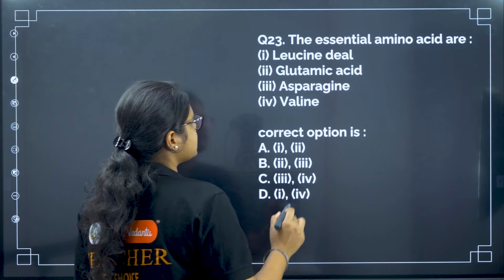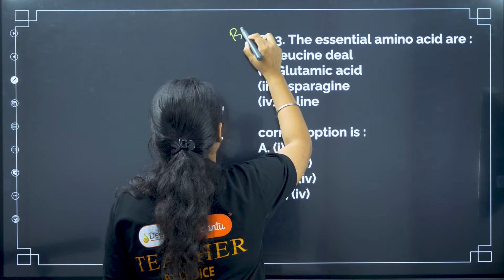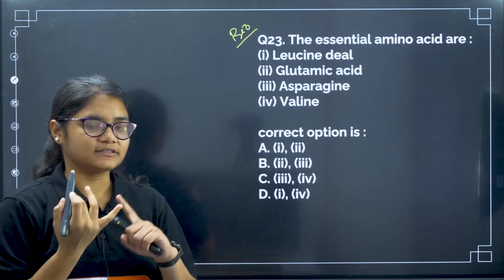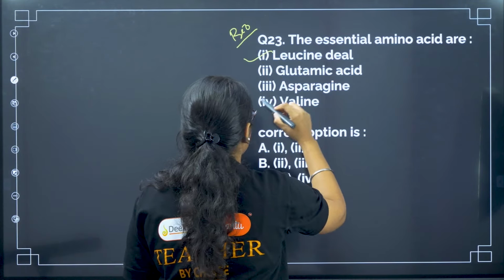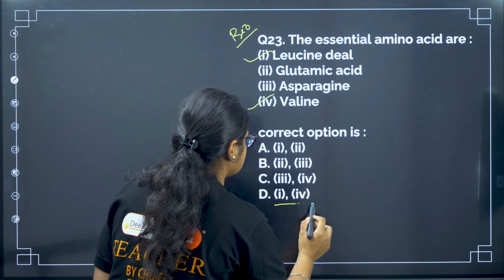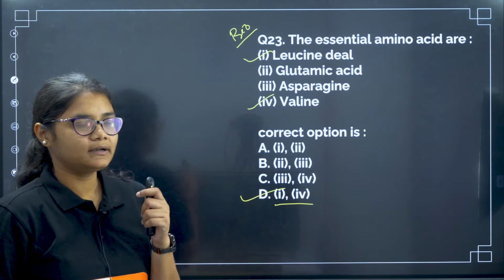Okay, next, the essential amino acids. So this question is from biomolecules. So you must remember essential and non-essential examples of amino acids. So leucine and valine are your essential amino acids. So correct answer is 1 and 4, that is option number D.